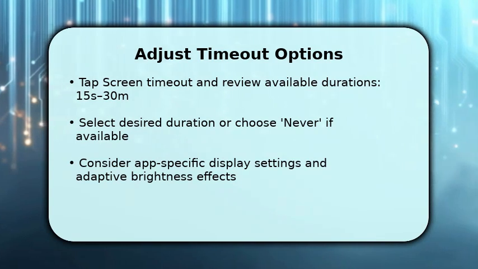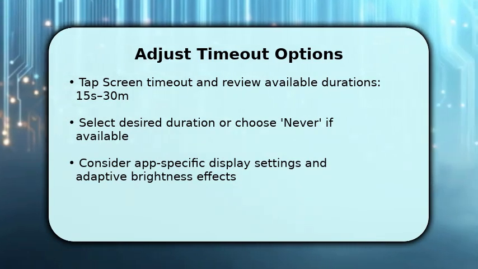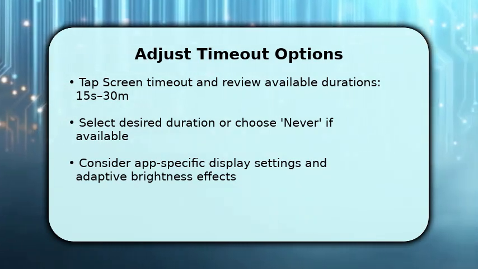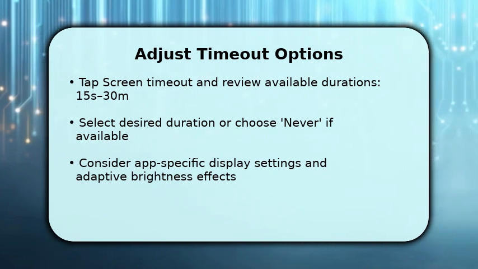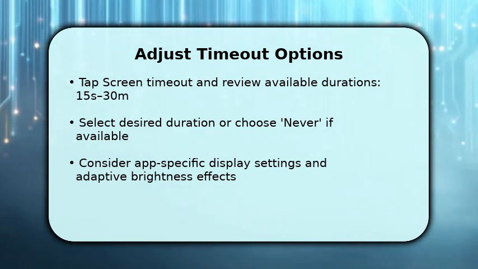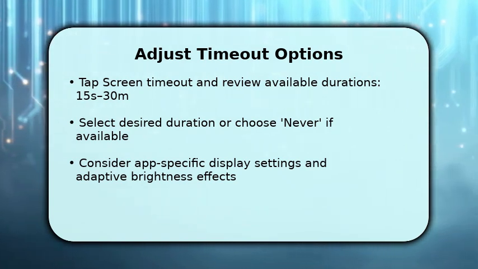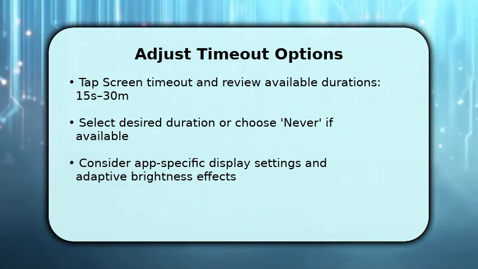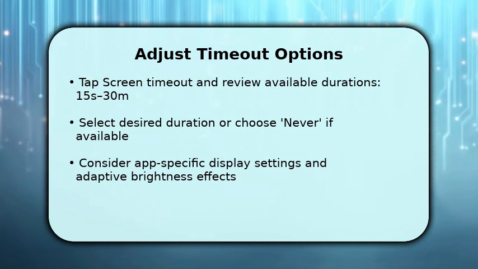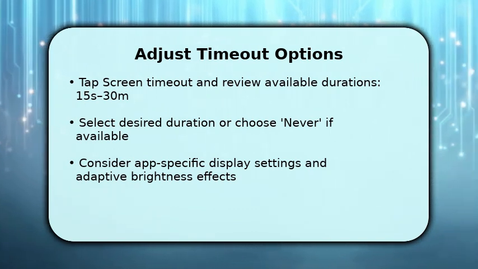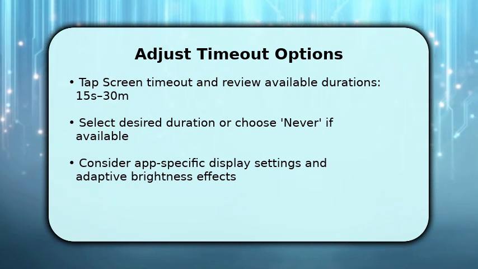Now you'll tap Screen Timeout and scan the list of durations. These usually range from 15 seconds up to 30 minutes, sometimes never. Choose the duration you want. Short times save battery, while longer ones prevent frequent unlocking. If your device offers adaptive or app-specific display settings, make sure those won't override your choice. You may need to confirm the selection.